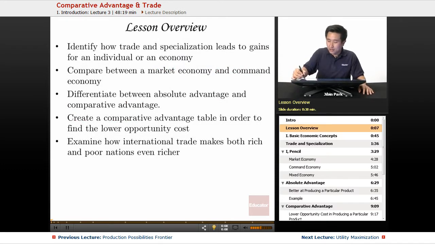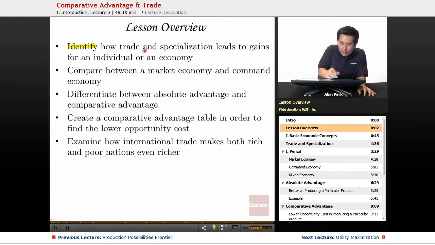In today's lesson overview, we're going to identify how trade and specialization lead to gains for an individual or an economy. We're going to compare a market economy and a command economy. We're going to differentiate between absolute and comparative advantage. Then we're going to create a comparative advantage table in order to find the lower opportunity cost. And finally, we'll examine how international trade makes both rich and poor nations even richer. So that's the lesson overview.